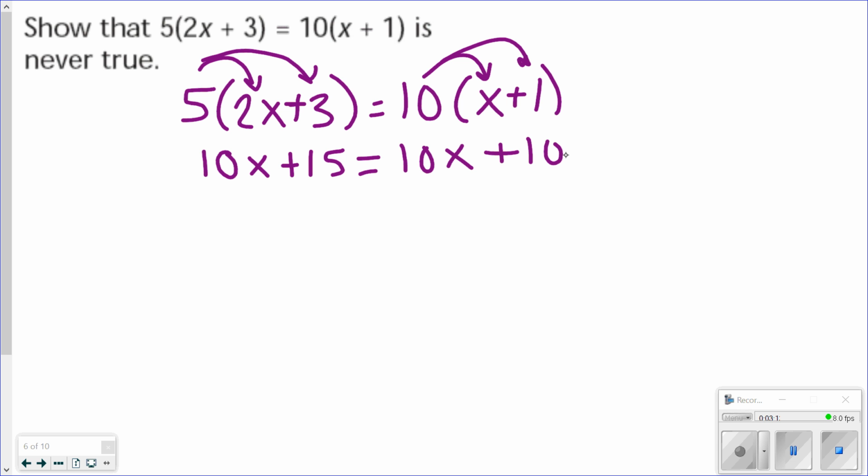Now, what do you notice about this equation? What do they have in common? Well, I see that I have a 10x and a 10x on both sides of the equal sign. What happens in this case? Well, these would cancel out, and I'm left with 15 is equal to 10. Is that a true statement? No, it's not. So we just proved that this could never happen, that 5 times the quantity 2x plus 3 is never equal to 10 times the quantity x plus 1.